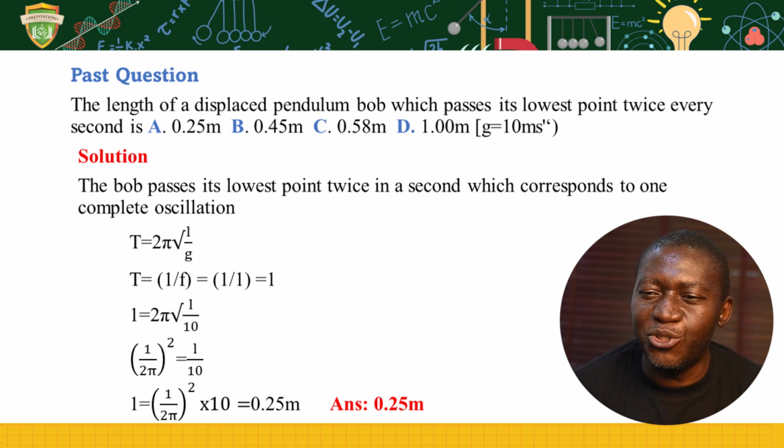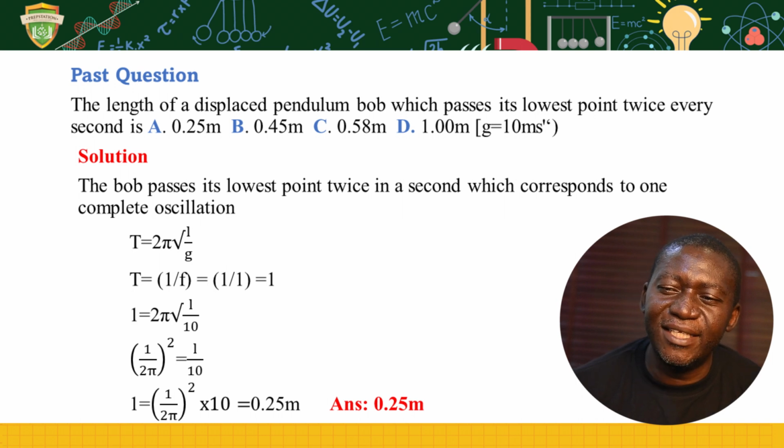With the right substitution, you will notice that our value for L is going to be 1 all over 2 pi squared multiplied by 10, which is gravity. And your correct answer there is going to be 0.25 meters for that question.